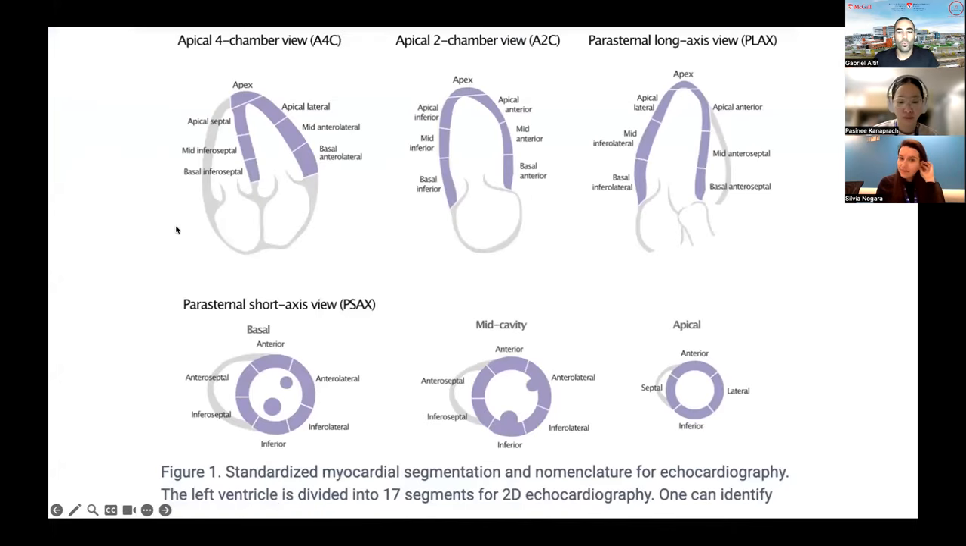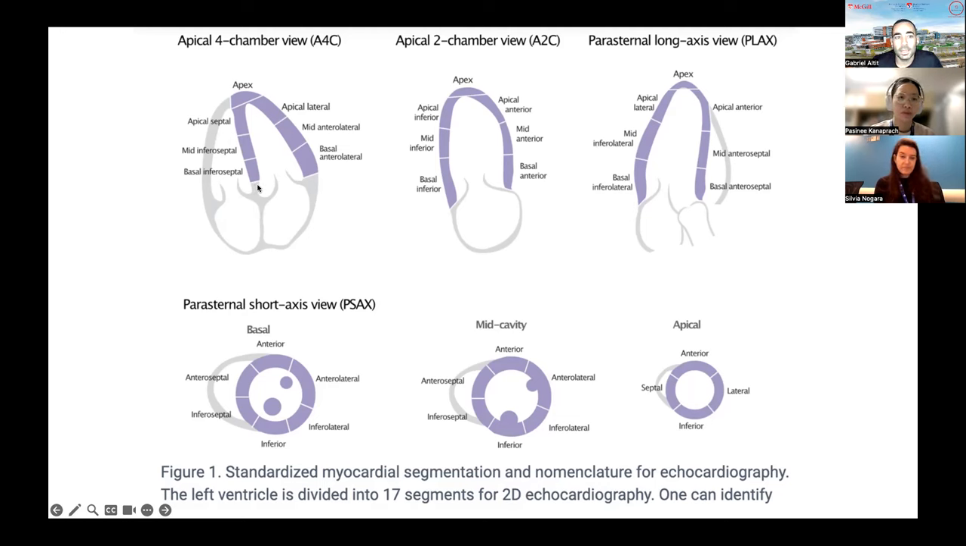Okay, so we're not going to go over all of this today, but I want you to be aware that there are nomenclatures and classifications that are internationally accepted, and they've been adopted by the American Society of Echocardiography. It's very important you're aware of these segmentations, because when you're looking at segmental anomalies or issues of your left ventricle, especially in research, you need to know how we speak the same language.